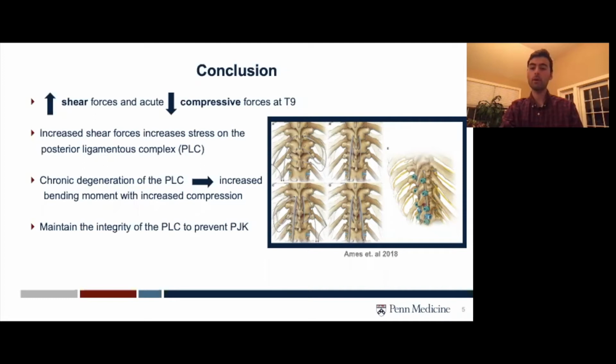Our analysis showed that multi-level fusion causes an increase in shear forces and a decrease in compressive force at the T9 vertebra. The increased shear force may increase stress on the posterior ligamentous complex, facilitating the development of PJK. Although acutely there is decreased compression, we predict that chronic degeneration of PLC facilitated by increased shear stress may lead to an increased bending moment with increased compression.